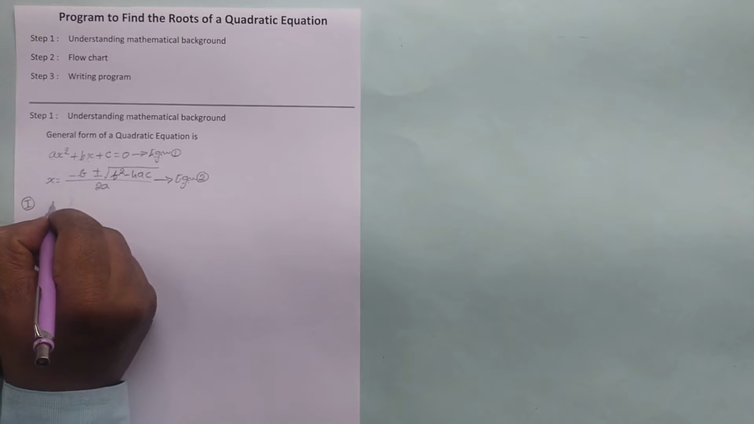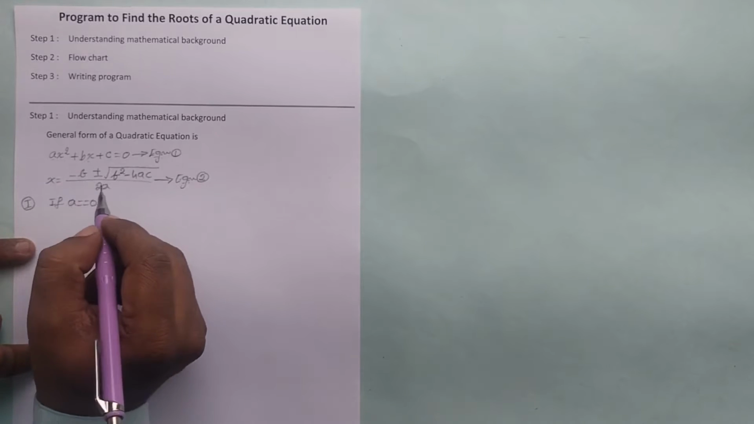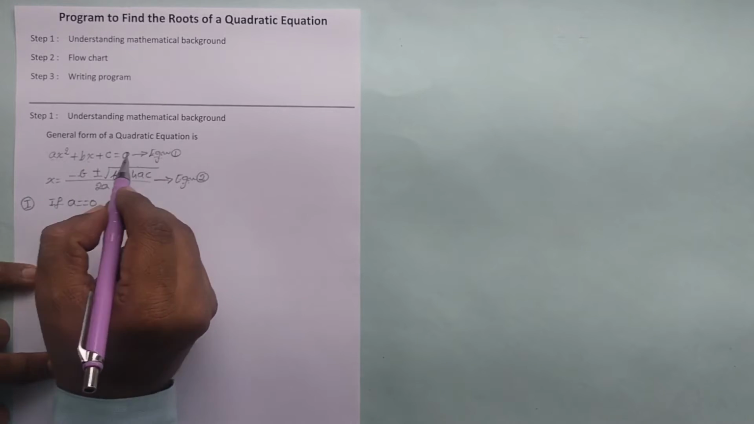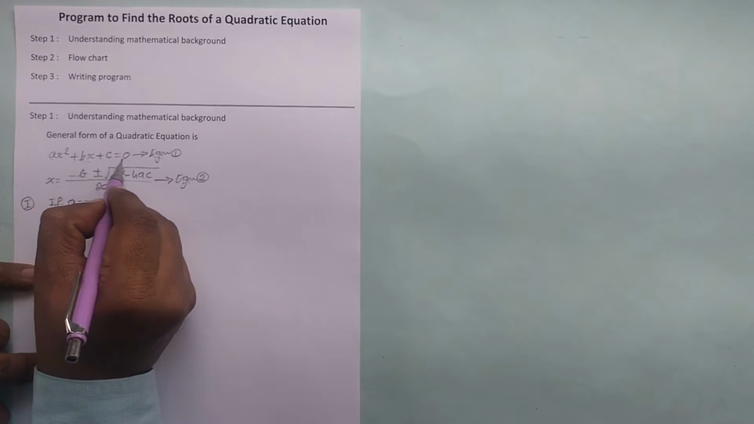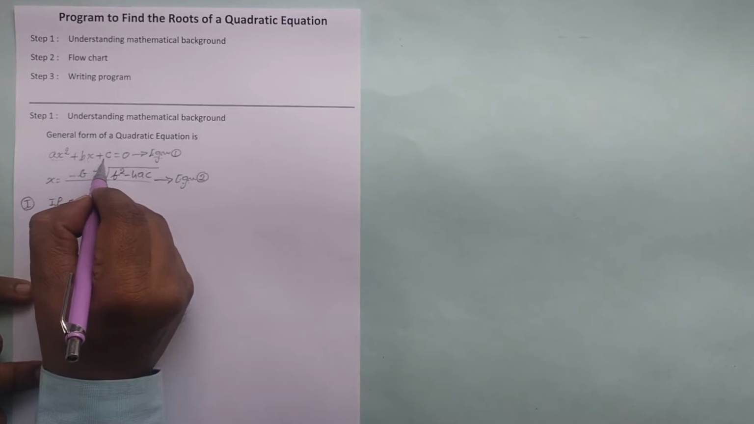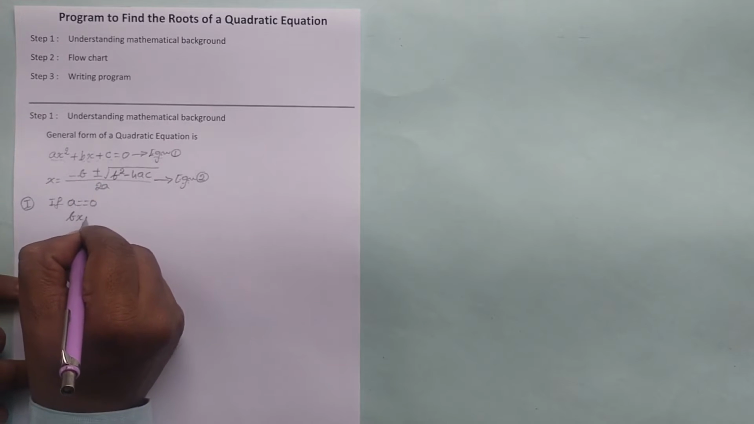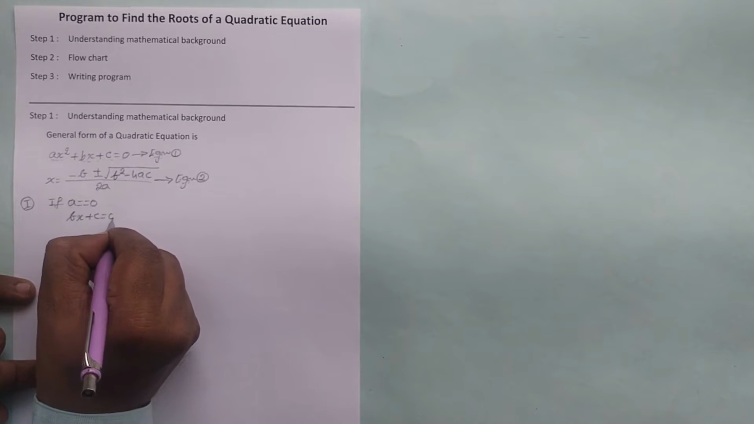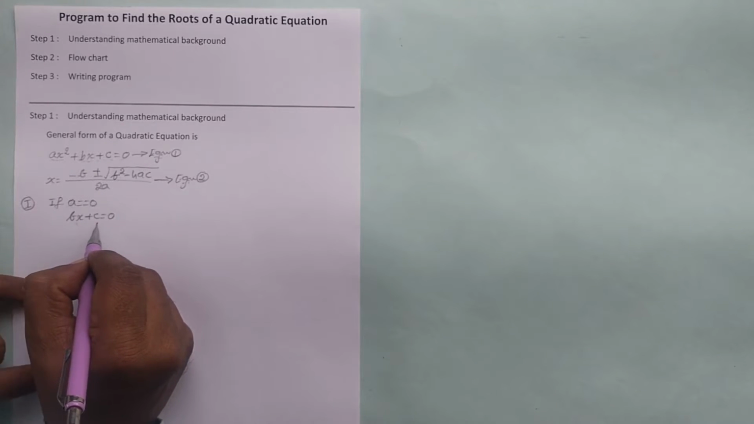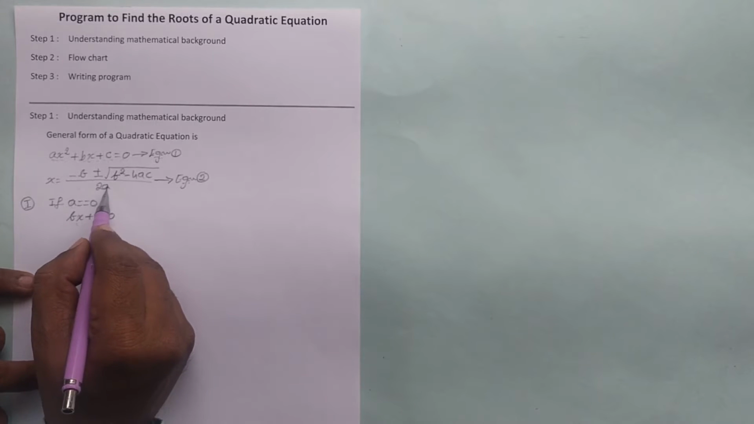That is, if the entered value of a is equal to 0, then equation number 1 is going to become bx plus c is equal to 0. Why? Because this term is going to become 0. The remaining thing is bx plus c is equal to 0, which is nothing but a linear equation. This expression is not a quadratic equation.